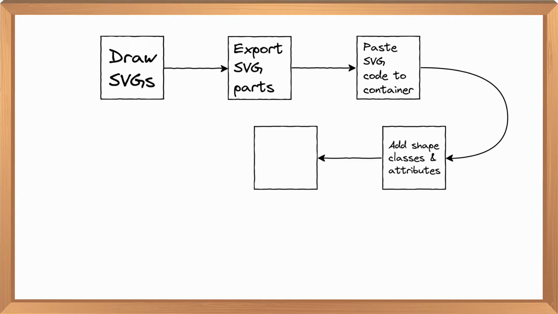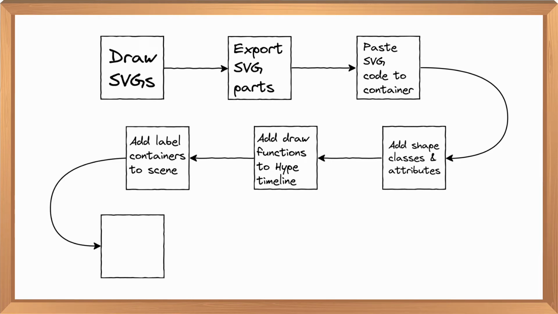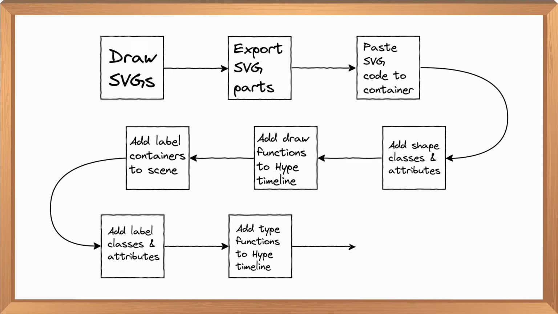Next, we'll use the timeline to sequence parts of the overall animation. We'll go through a similar process for the text animation, and then we'll be ready to launch the entire scene animation and record our whiteboard video.